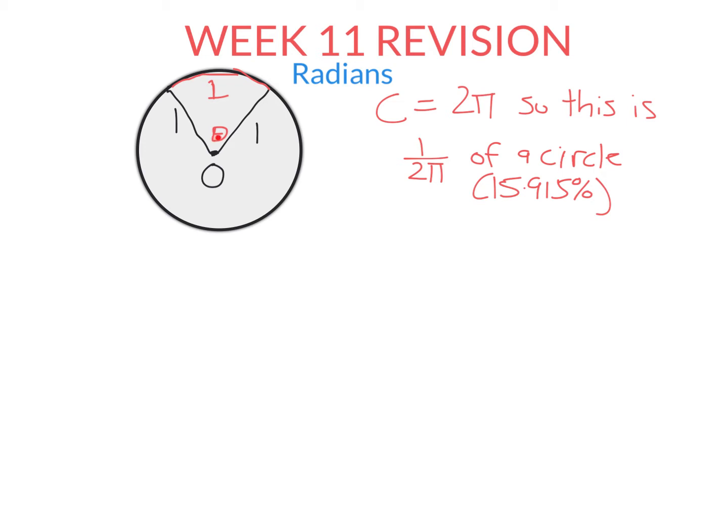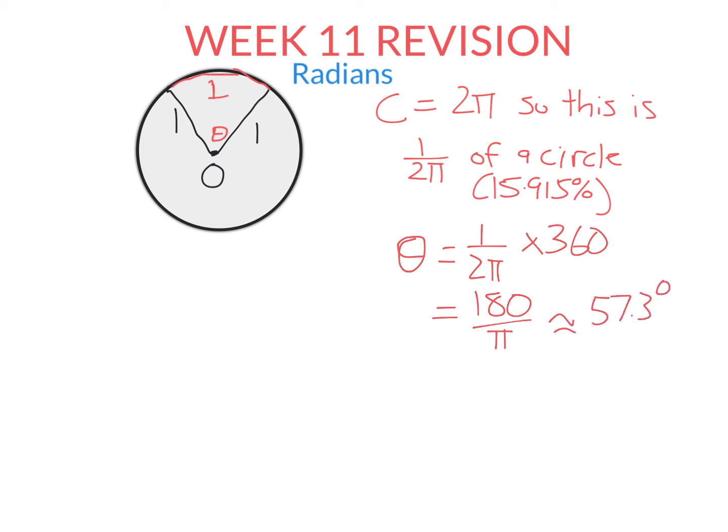So what would this angle be? Well, because this is about 15.91% of the circle, this angle will be 15.91% of a full circle. Our full circle is 360 degrees. So this angle in degrees, theta, will be 1 over 2 pi times 360, or just simplifying that, it will be 180 over pi degrees. So 180 over pi is about 57.3 degrees. So that is the angle subtended here. That is the value of theta.